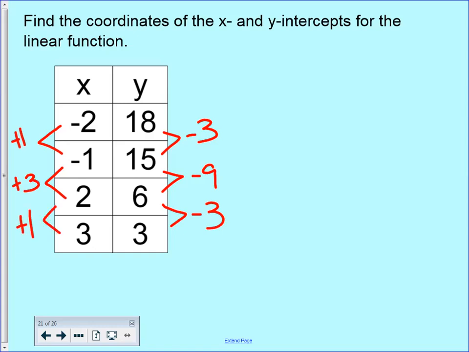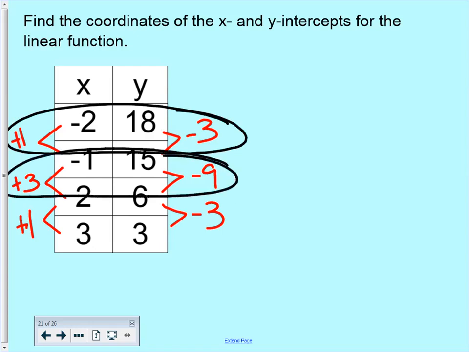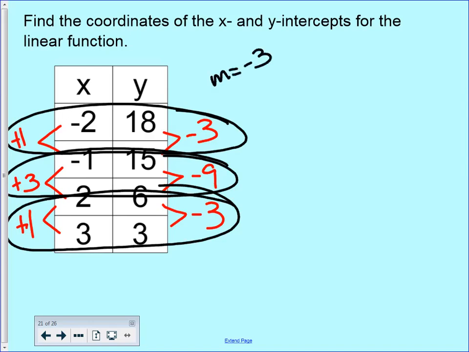Notice that my changes in y's are different. My changes in x's are different. However, when we put them on top of each other, -3 over 1, -9 over +3, -3 over +1, they all come up with the same slope of -3. Now, why is this important? Because now what I can do is go back to my table.